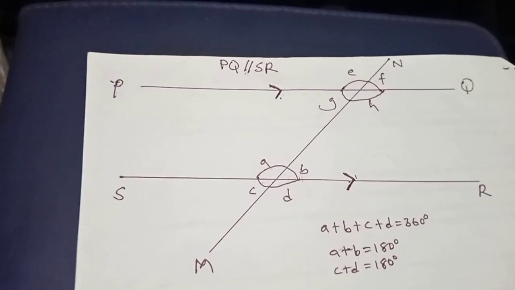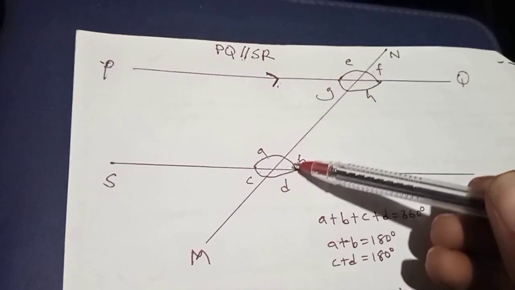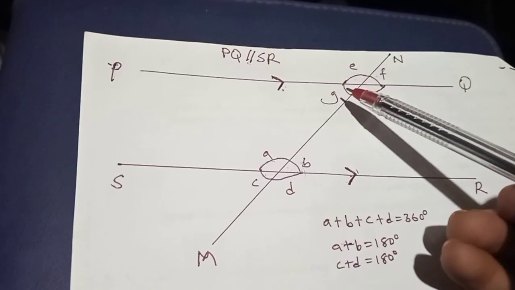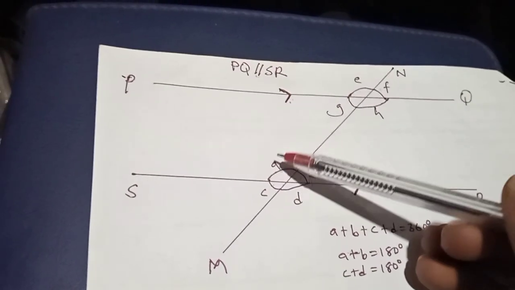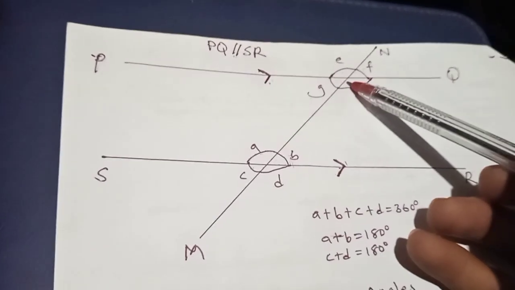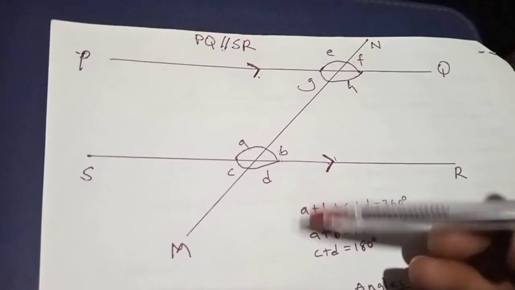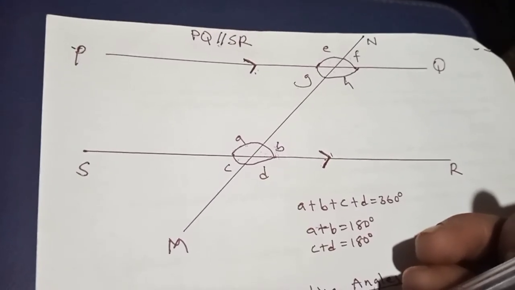Okay, now the other angles that we'll look at is what we call alternate angles. Okay, so alternate angles, this angle and this angle, they are alternating. The angle here and the angle here, they are alternating. The angle here and the angle here, they are also alternating, right? And alternate angles are also equal.